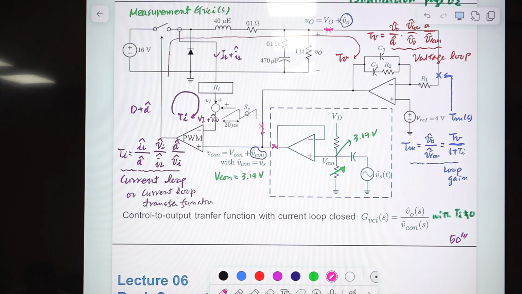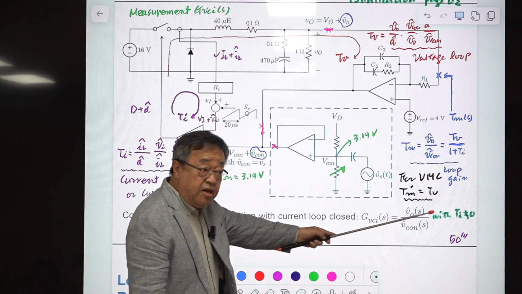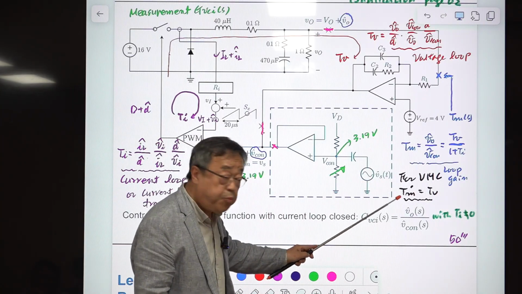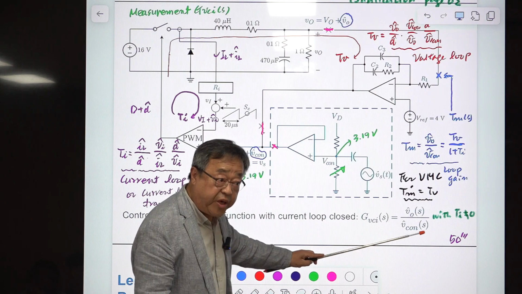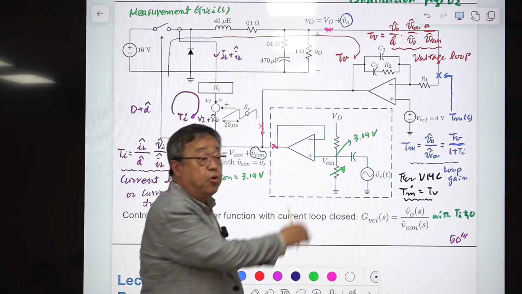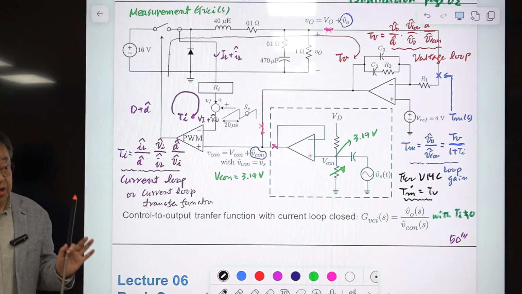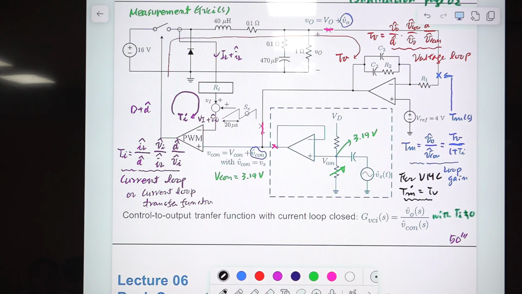And if the converter is voltage mode control, then Ti is 0. Let me write this down. For voltage mode control, Ti is 0. So maybe we use Tm prime as Tv. In the voltage mode control, we are only dealing with this Tv. At that time, Tv becomes the loop gain. Voltage loop gain, they're the same thing in the voltage mode control. But in current mode control, the situation is different.